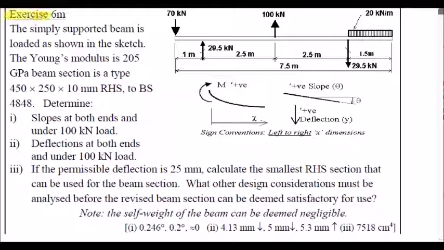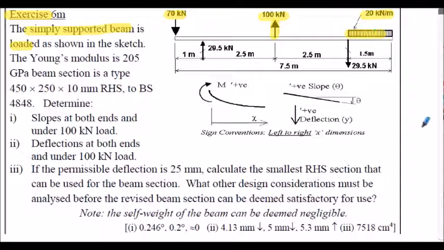Exercise 6 I will leave with you. A simply supported beam is loaded as shown in the sketch. We have a 70 kilonewton load applied downwards at the left hand end. We have a 100 kilonewton load applied upwards, 3.5 meters in from the left hand end. We have a UDL applied of 20 kilonewtons per meter at the very end of the beam.